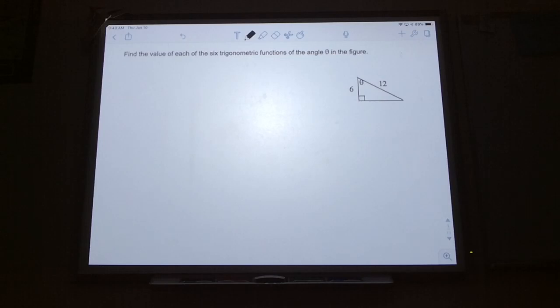So let's find the value of the 6 trig functions. We're going to have to find all 6 this time. But in order to find all 6, we need all 3 of these sides. So you have to do the Pythagorean theorem to figure out this third side. So 6 squared plus b squared equals 12 squared. Again, you know how to do that, so we're just going to skip to what b is. B ended up being 6 root 3. So this side is 6 root 3.